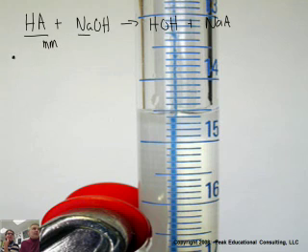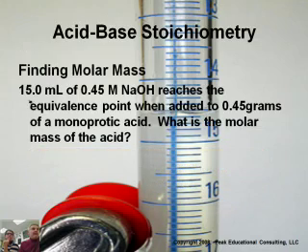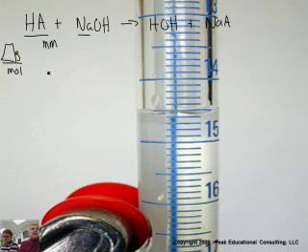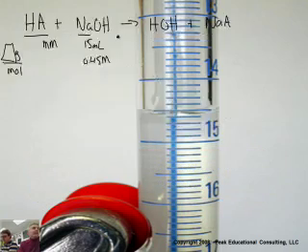The goal is to find the molar mass. Molar mass, if you recall, is the grams divided by the moles. So if I do the grams divided by the moles, then I get the answer. Hey, it gives us the grams. Let's go back and write down what we know. I have 15 milliliters of 0.45 molar NaOH, and a mass of 0.45 grams.